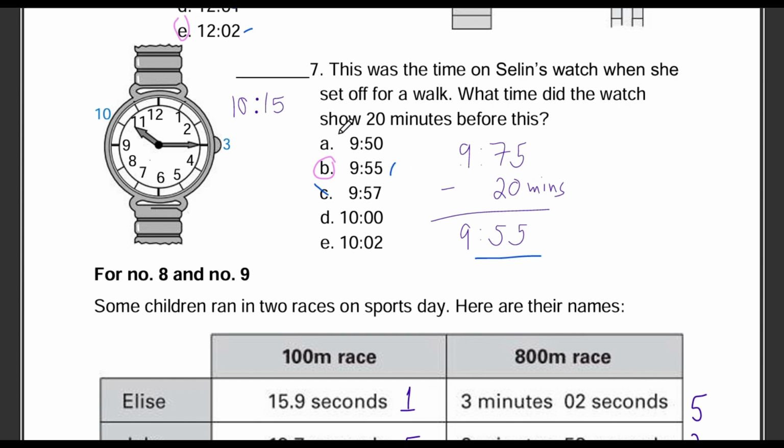Why not the others? A. 9:50 is too early. C. 9:57 is too late. D. 10 o'clock is too late. E. 10:02 is too late. Let's sprint to question 8.